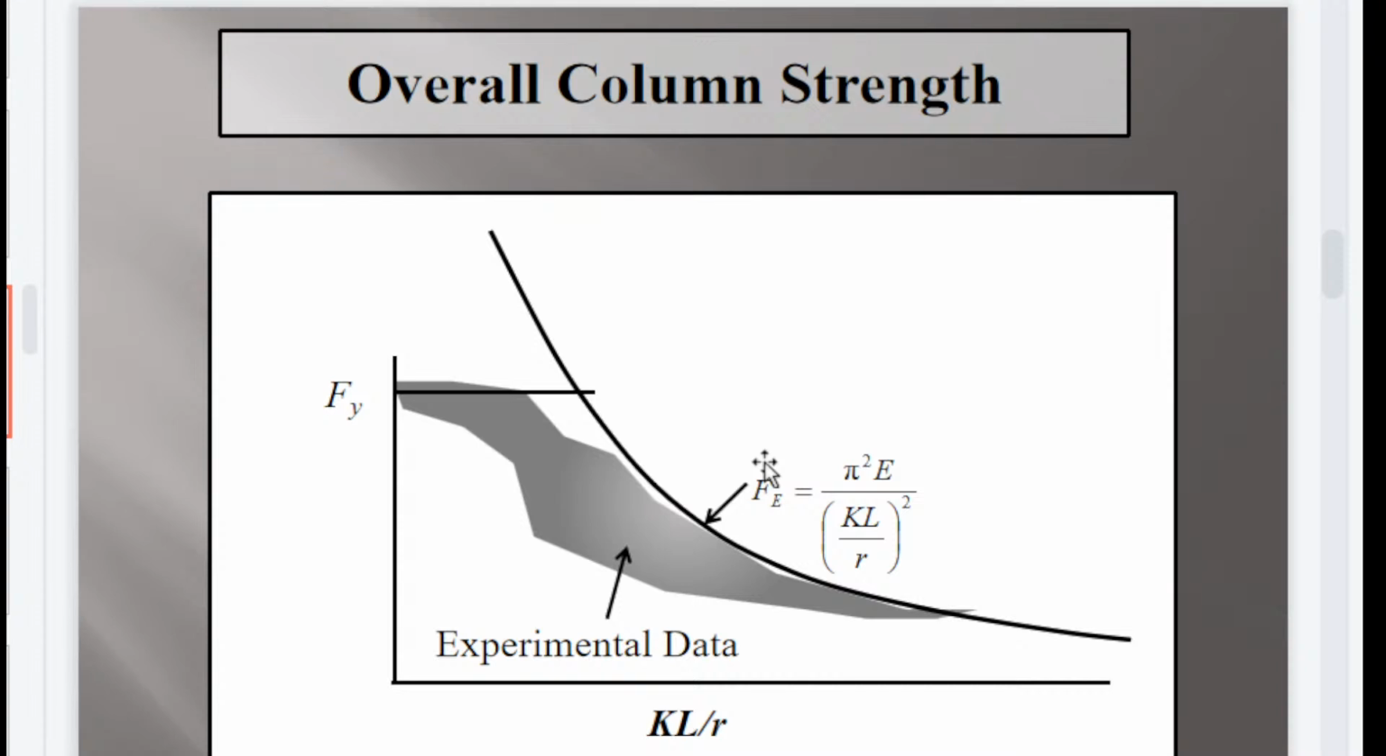Really accurate modeling. This is the actual experiment, and this is the equation that predicts, that models the actual behavior happening on the element. So it's very precise. Therefore, when we are doing steel design, it can be very precise and very accurate.